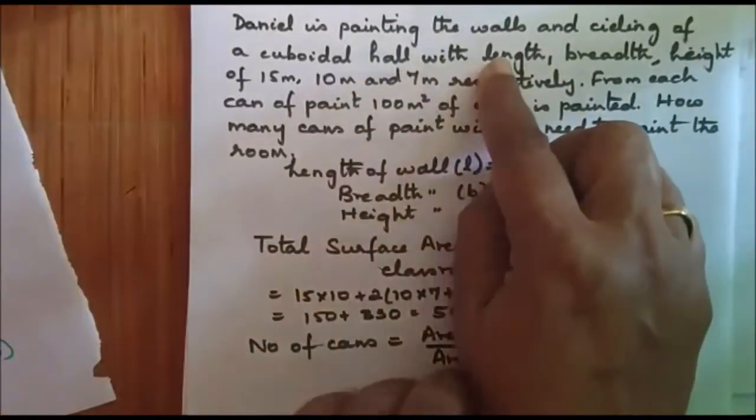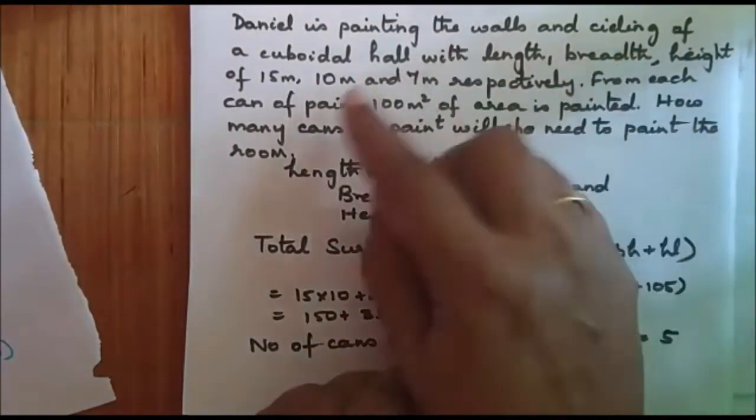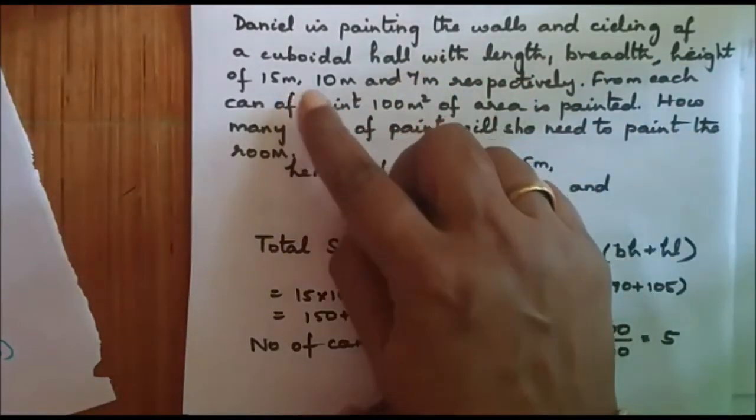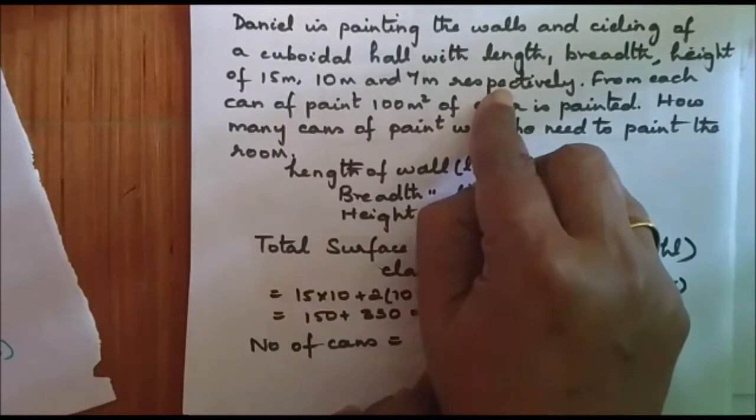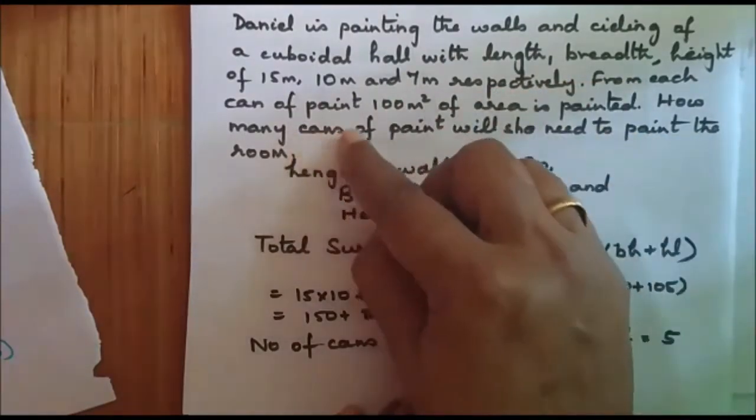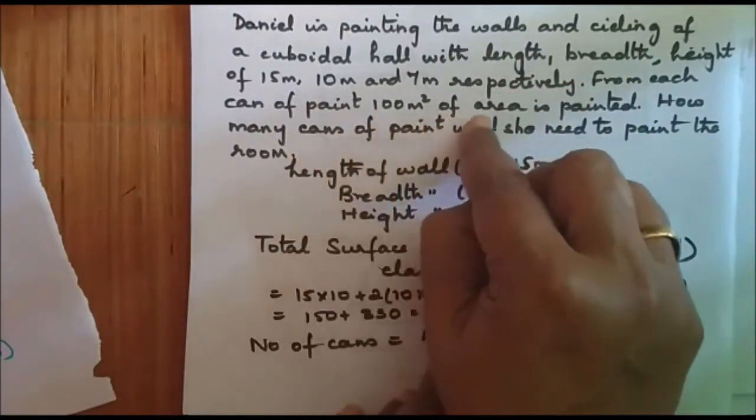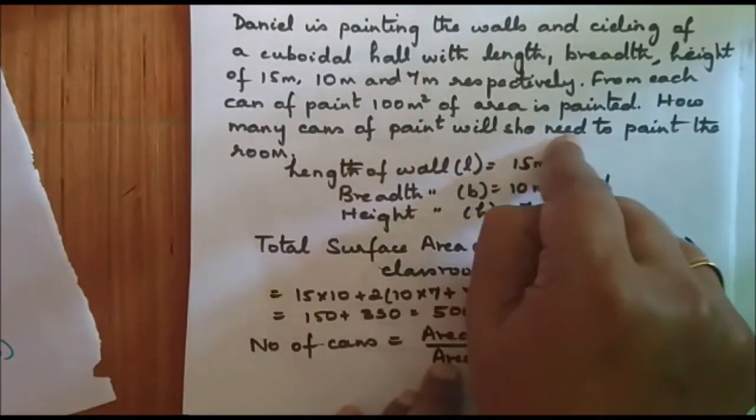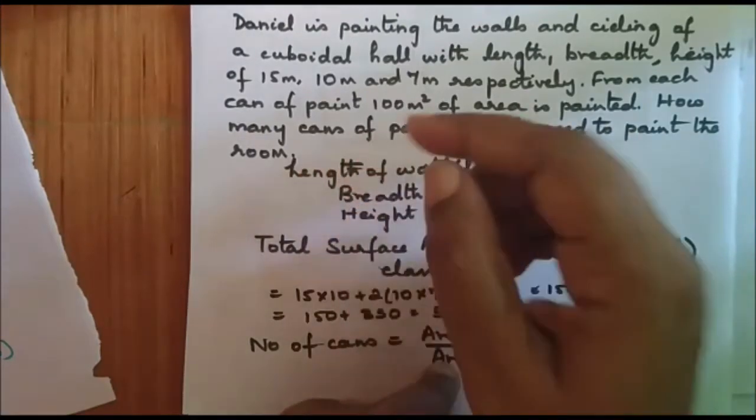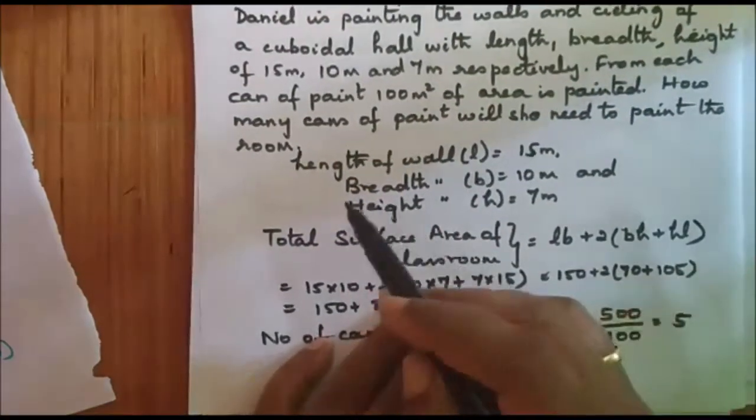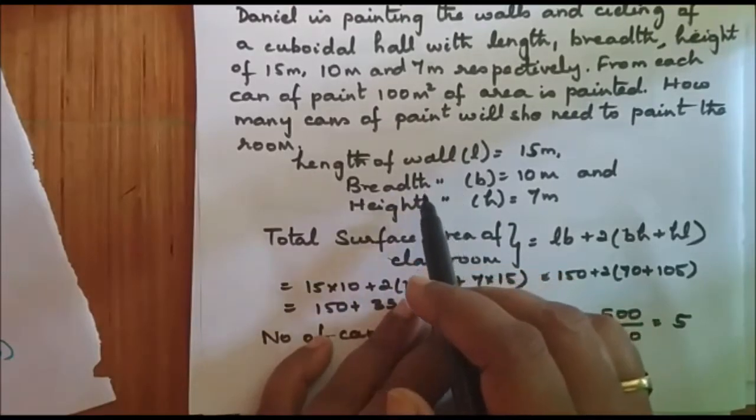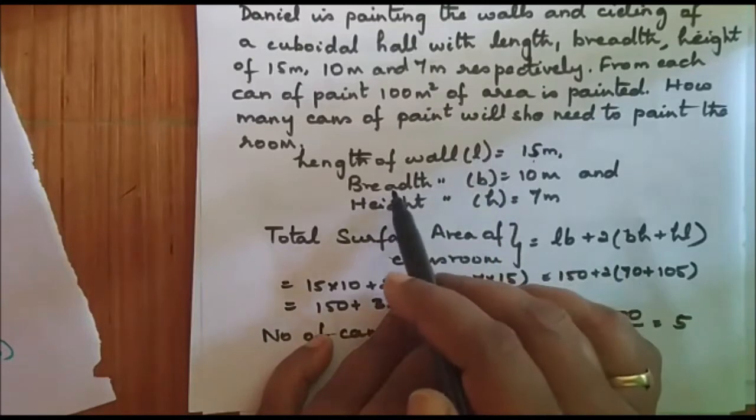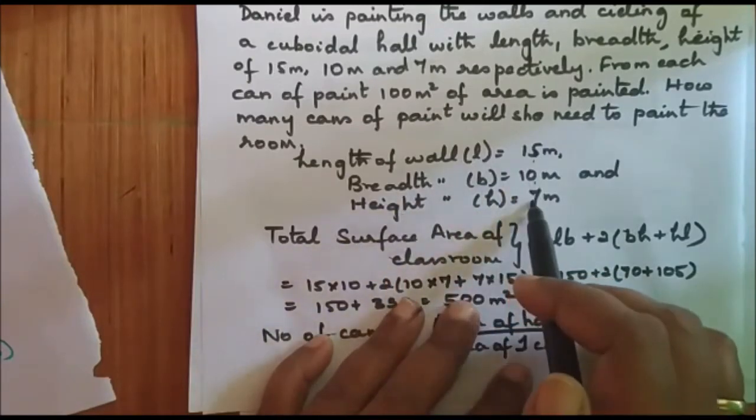Daniel is painting the walls and ceiling of a cuboidal hall with length, breadth and height 15 meters, 10 meters and 7 meters respectively. From each can of paint, 100 meters squared of area is painted. How many cans of paint will she need to paint the room? Okay. Now what are we given? We are given the dimensions of the cuboidal hall. So the length of the wall is 15 meters, breadth is 10 and height is 7.